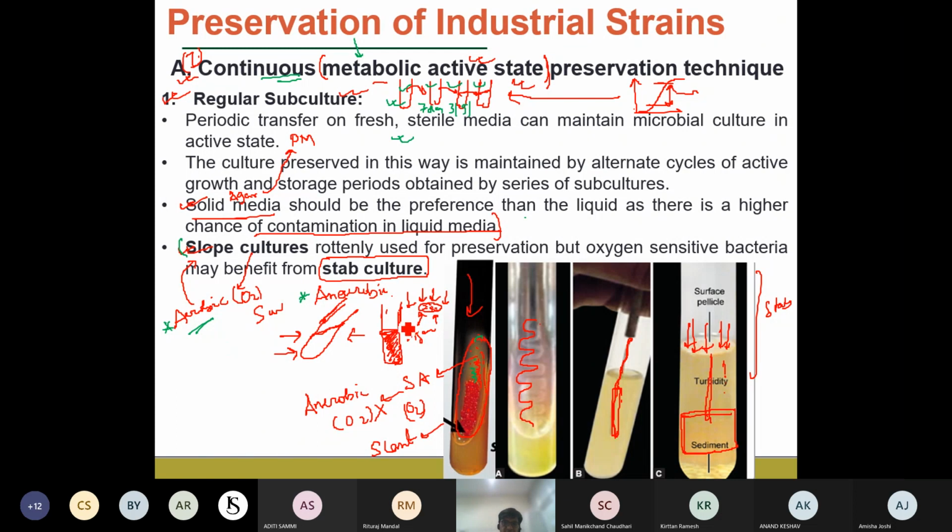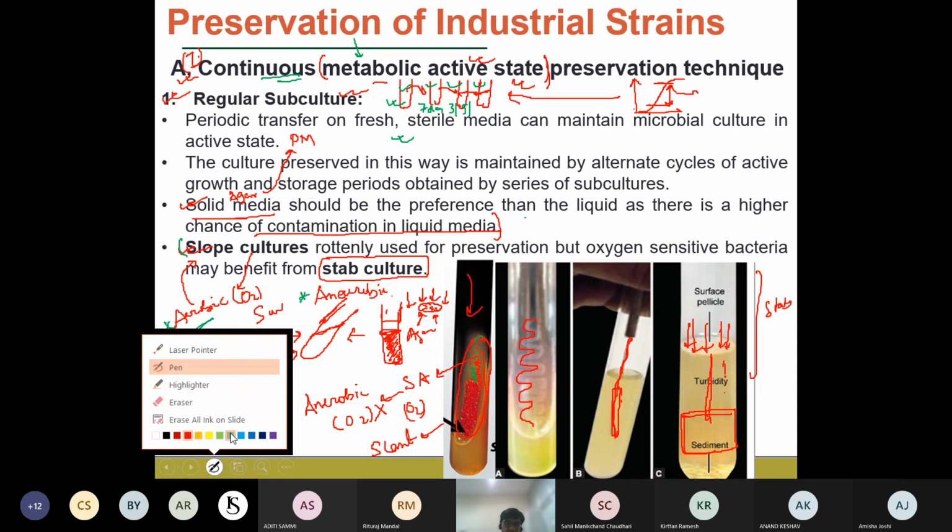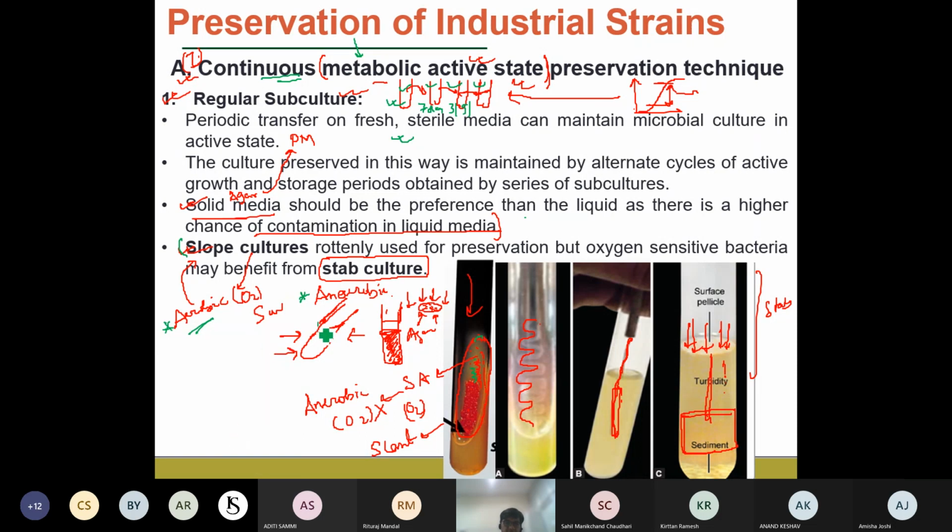And why are we making the slant? We talked in the last class about the surface area. The slant provides a higher surface area, because of which efficient transfer of oxygen and of the media components from the agar can take place, compared to taking a test tube and growing the culture vertically. In the aerobic system, we require a higher concentration of oxygen.